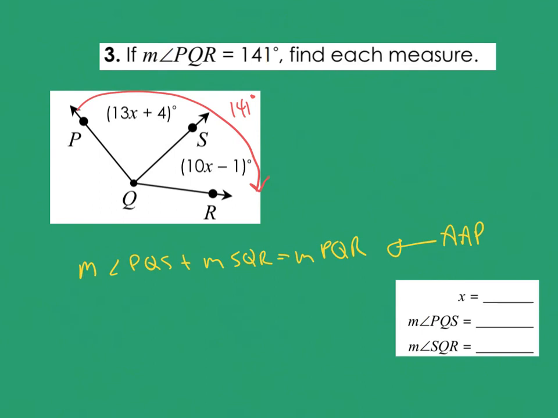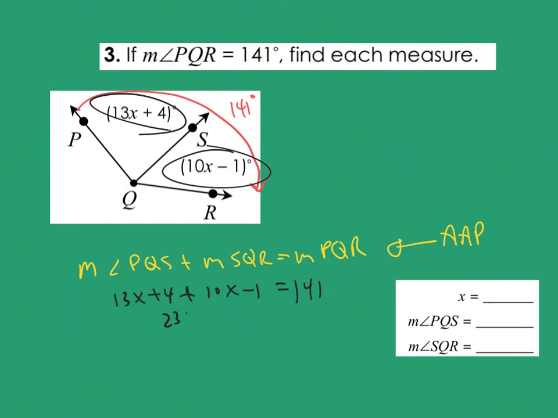So instead of PQS, I'm going to write 13x plus 4. Plus, instead of SQR, I'm going to write 10x minus 1 is equal to the large angle, which is 141 degrees. Now what? Let's combine like terms.